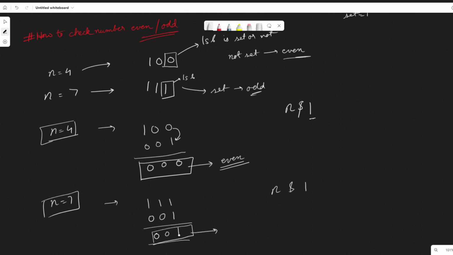If we get a 1, then the number is odd. If we get all the zeros, then the number is even. So how to code it? It is simple. If our number n ampersand 1 is equal to 0, this is the condition. If it is equal to 0, then our number is even, else our number is odd. Simple.